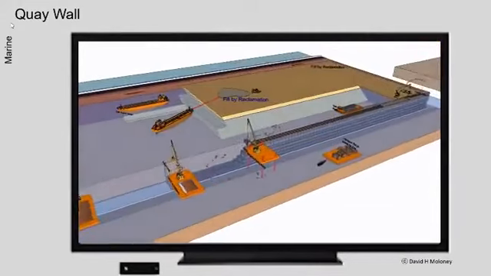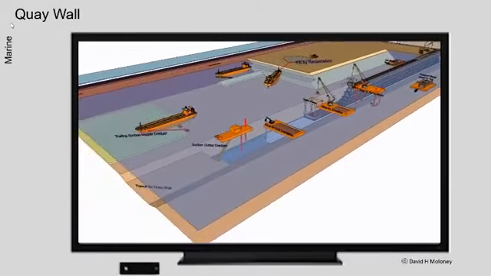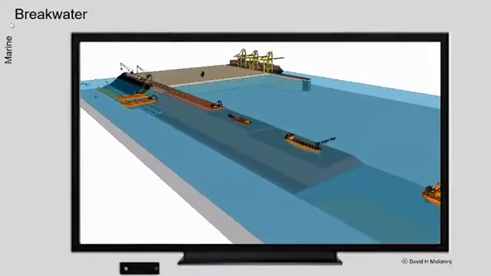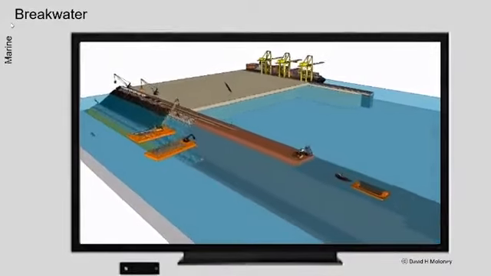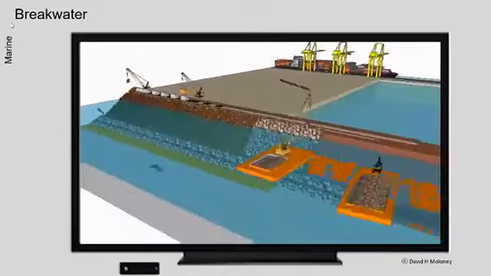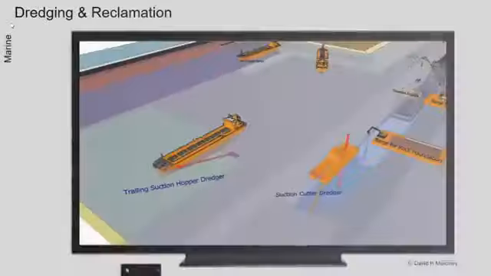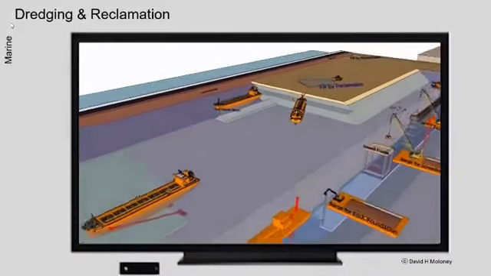Quay wall. Construction methods, sequence, and plant used. Breakwater. Construction methods, sequence, and plant used. Dredging and reclamation. Dredging is excavation underwater and reclamation is filling to make land in water.